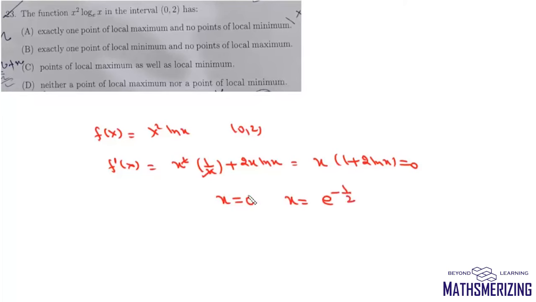Now x equal to 0 is not included. So the only critical point that we have here is e to the power minus 1 by 2. Now rightmost is plus and the leftmost is minus. So basically it is a point of local minima. So we'll have exactly one point of local minimum and no point of local maximum, and that's your option B.